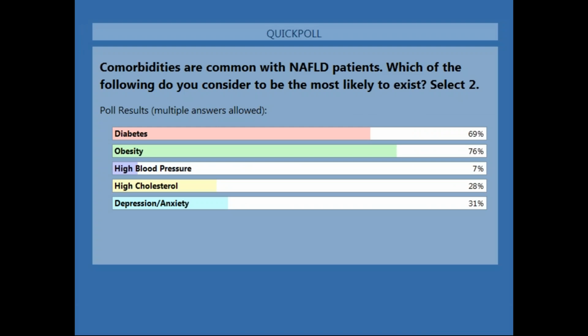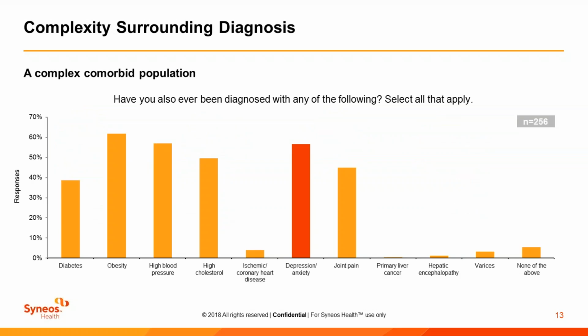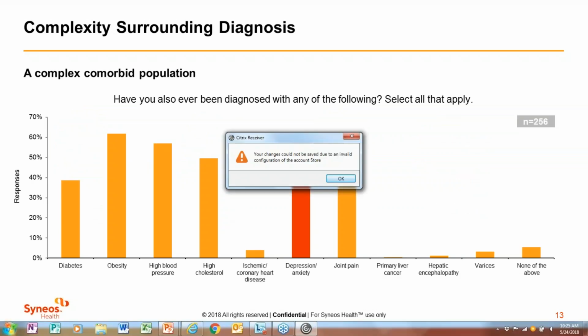All right, so 69% of the audience answered diabetes is one of the more common comorbidities. 76% said obesity. 7% said high blood pressure. 28% answered high cholesterol, and 31% chose depression or anxiety. So some interesting results there. Back over to you. Very interesting. Thank you, Sarah.